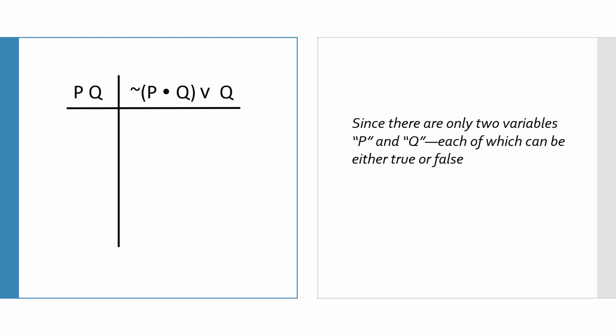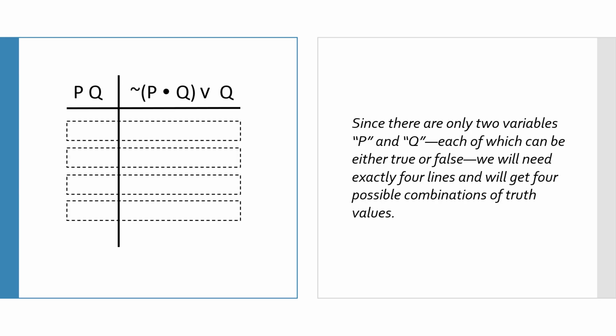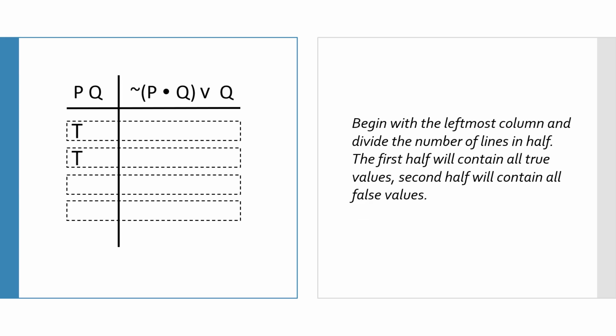Now, since there are only two variables, P and Q, each of which could be either true or false, we find that we will need exactly 4 lines, and we'll get 4 possible combinations of truth values for those two different terms. Given that we only have 2 simple propositions in this statement as a whole, again, we will need exactly 4 lines to account for every possible truth combination that could be had for these 2 different terms.